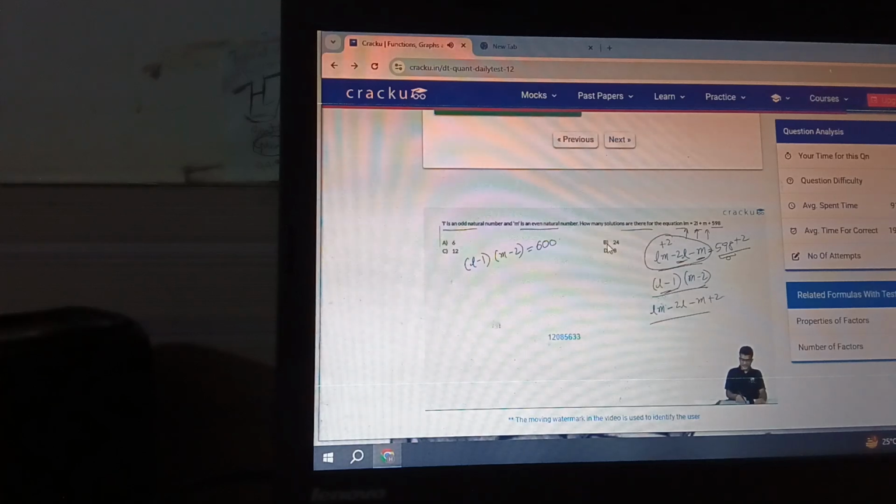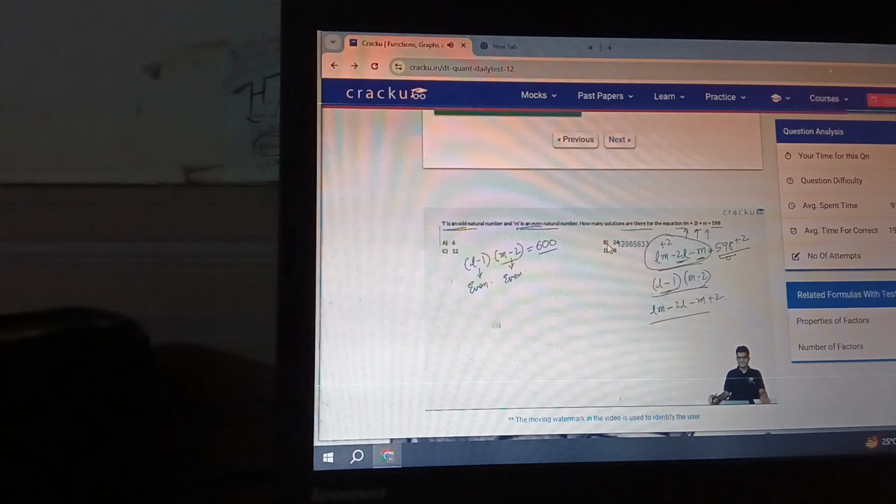We are told that L is an odd natural number, so L minus 1 will be even. M minus 2 will also be even because M is an even natural number. So we have the product of two even natural numbers equal to 600. What are the values that L and M can take?